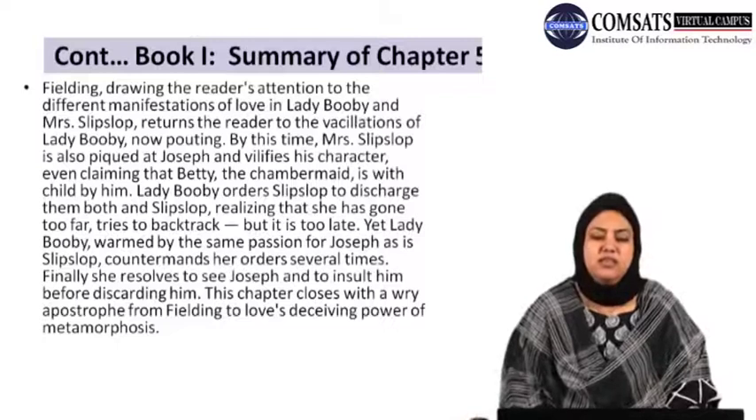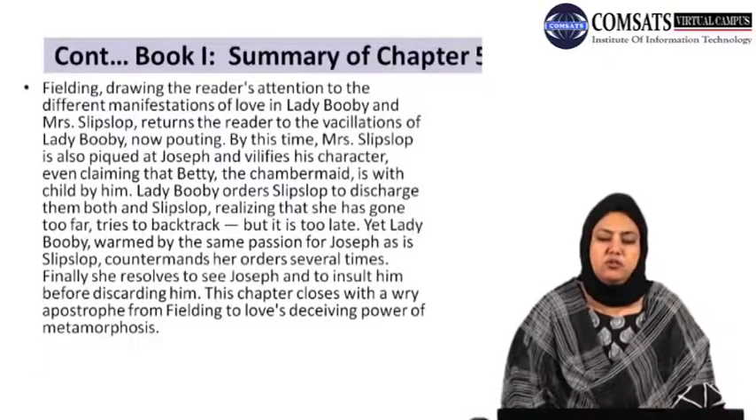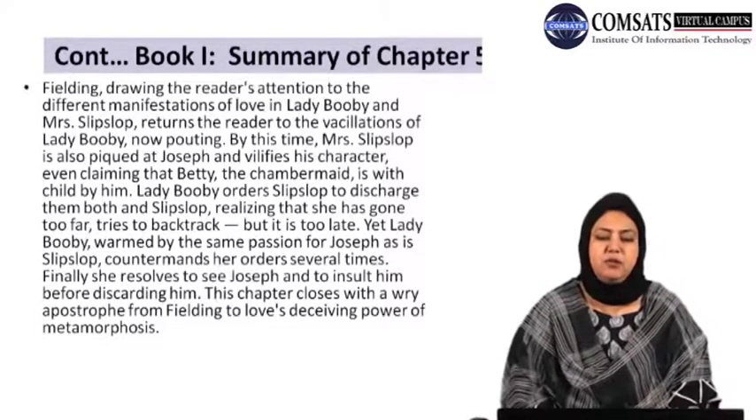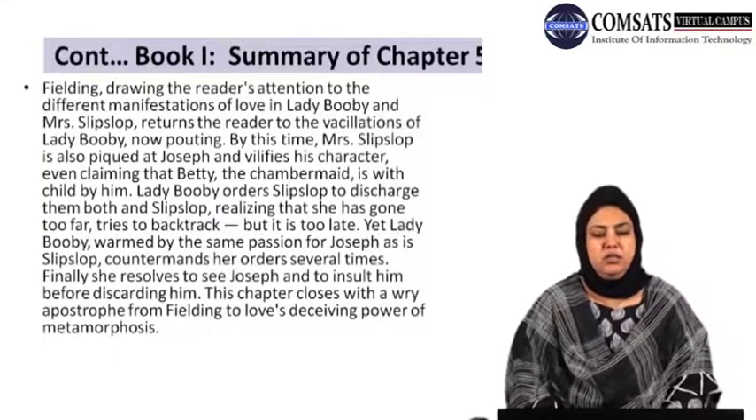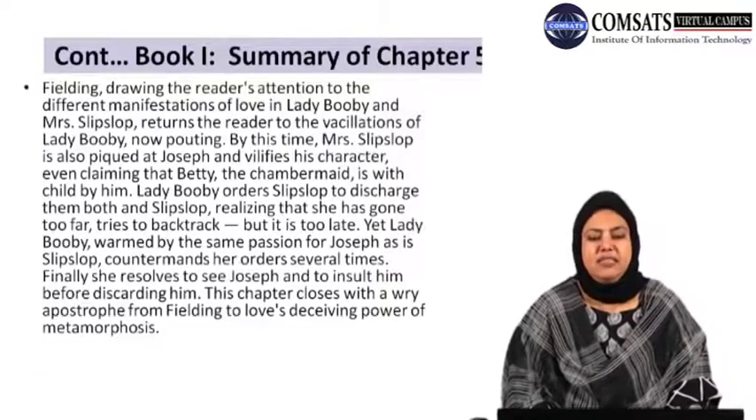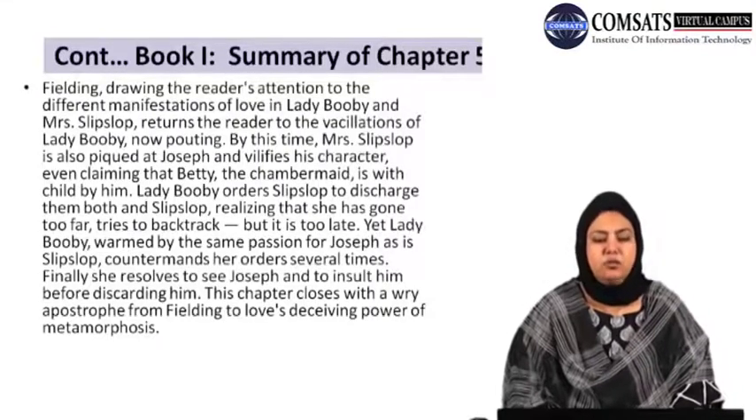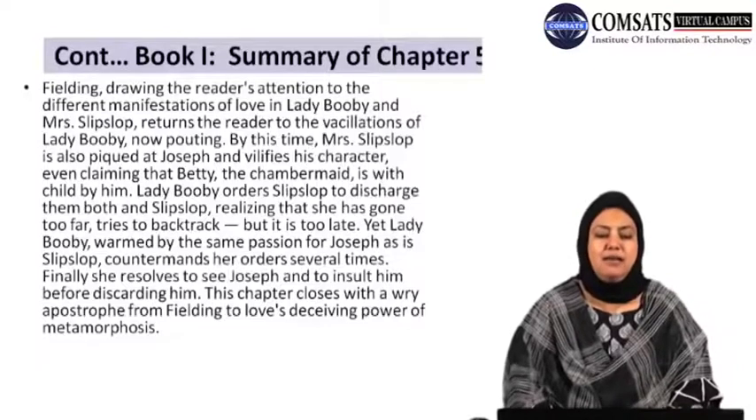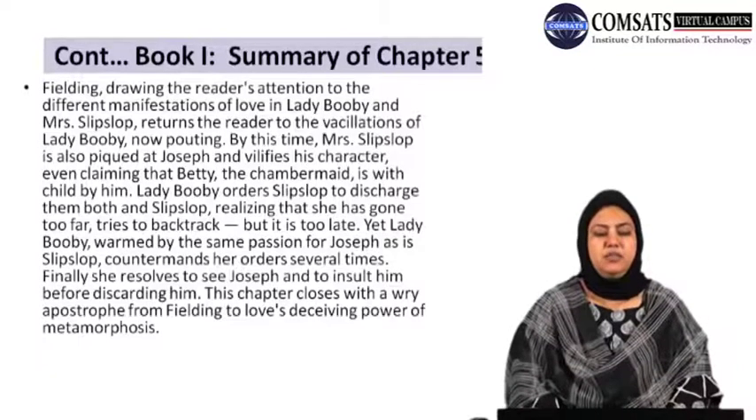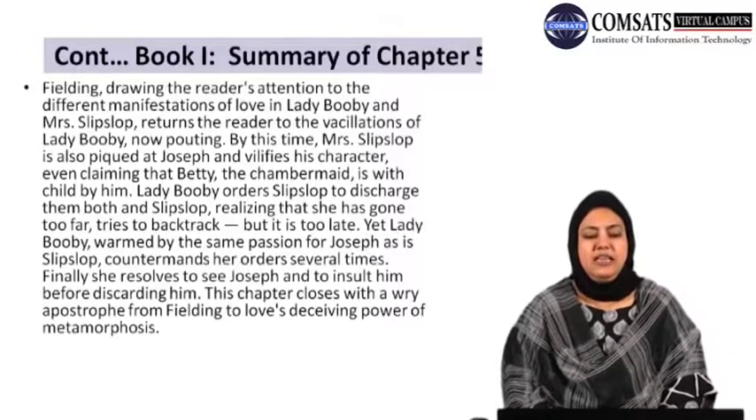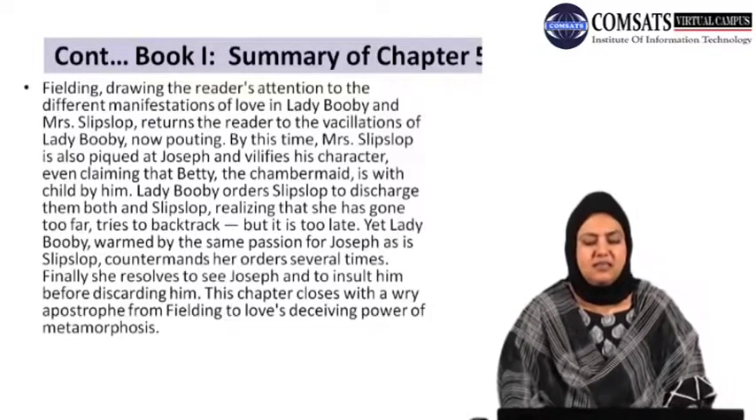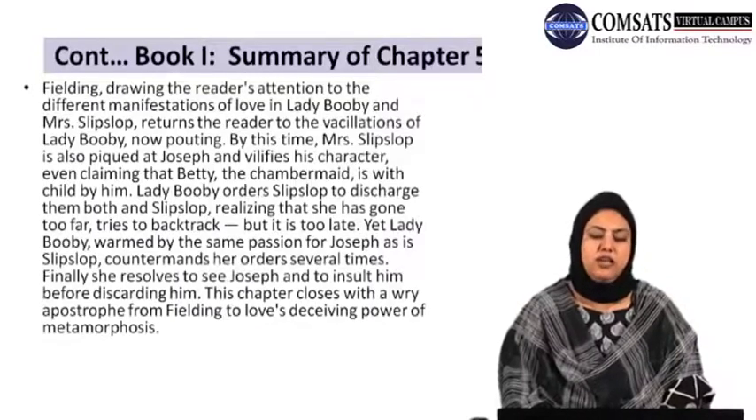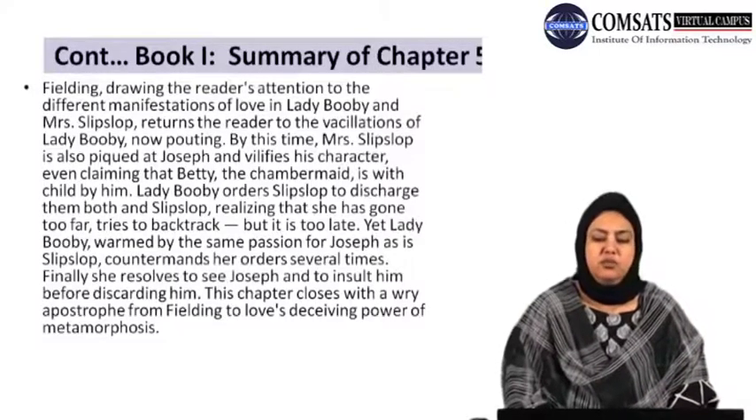Fielding is actually drawing the reader's attention to the different manifestations of love in Lady Booby and Mrs. Slipslop. He returns the reader to the vacillations of Lady Booby, now pouting. By this time, Mrs. Slipslop is also piqued at Joseph and vilifies his character, even claiming that Betty the chambermaid is with child by him. Lady Booby orders Slipslop to discharge them both, and Slipslop, realizing that she has gone too far, tries to backtrack. But it is too late.